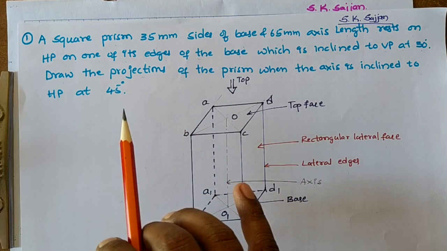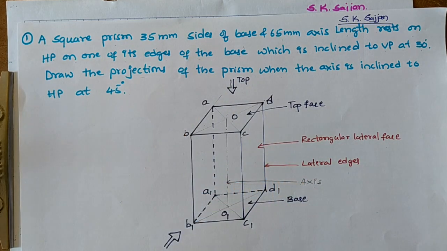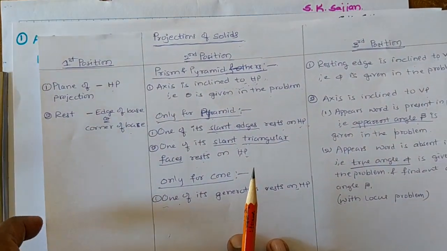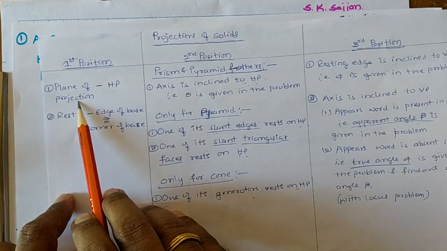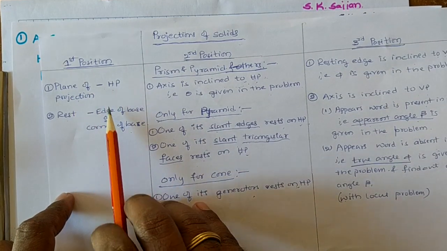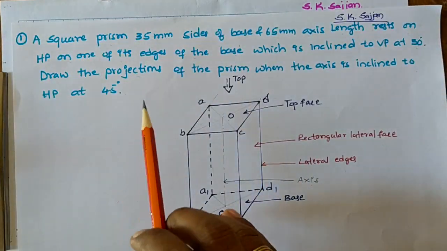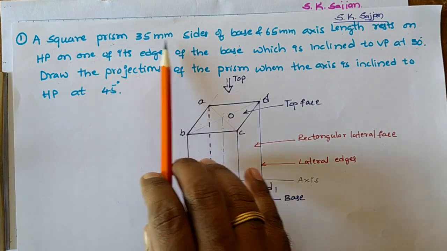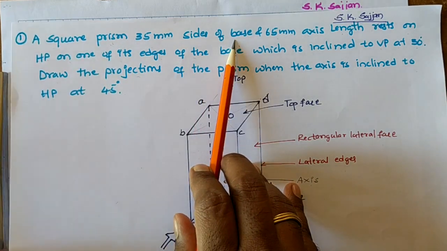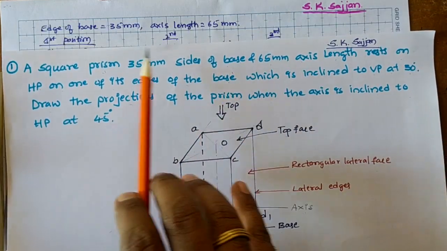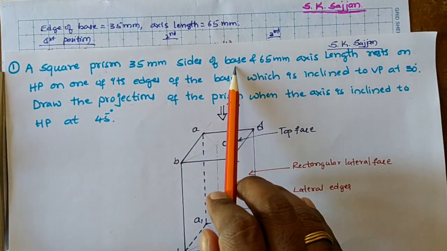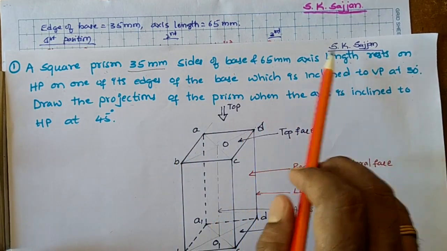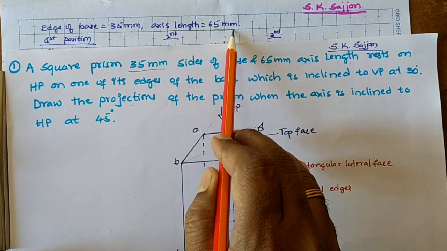We know that for the first position, the plane of projection and how it rests on that plane, these two are required. Here, a square prism, 35 mm sides of base. I will write the details one by one. The edge of the base, how much is there? 35 mm, and 65 mm is the length of the axis.